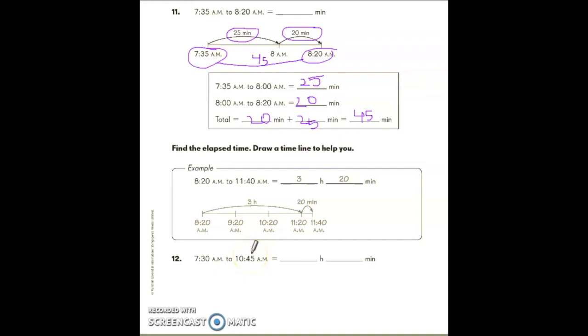7:30 to 10:45. Now they have given us an example, but I'm going to make my number line. It's not very straight, but it's okay because I'm using this funny looking pen. So I am going to start from 7:30. Now there are a couple of ways of doing this. You can bring it to the nearest hour, which is going to be 8 o'clock.